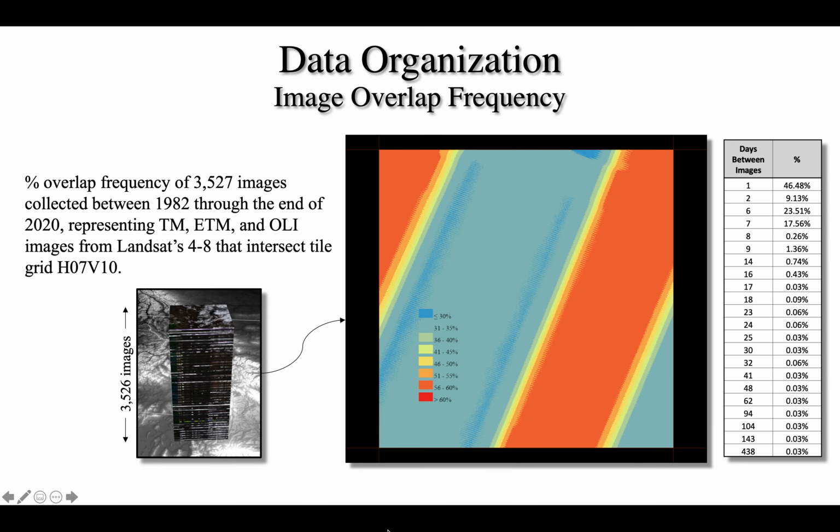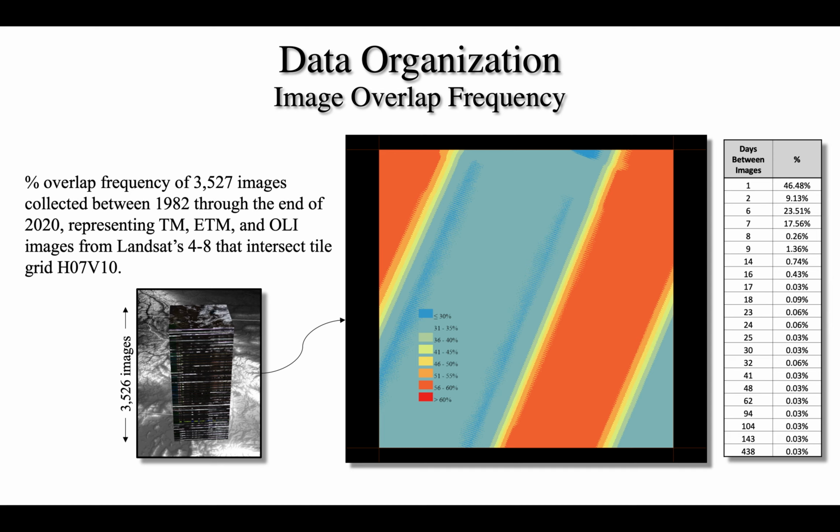To visualize this in a different way, I use a short Python script to overlay all 3,527 temporal slices of H7V10 and count all non-fill or actual data pixels to generate this pixel revisit frequency layer. Blue areas represent pixels that have no overlap with adjacent images. These account for 30 to 35% of the 3,527 images. Red areas represent a maximum temporal frequency of 56 to 60% of the 3,527 images.